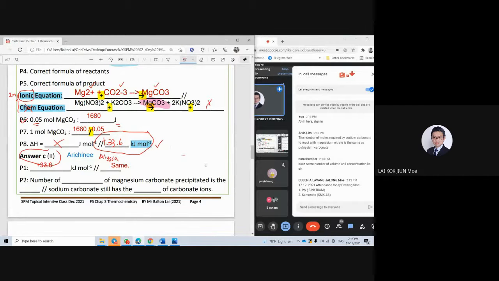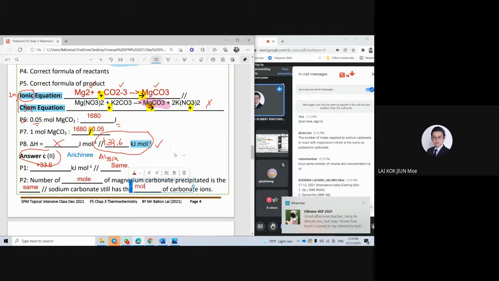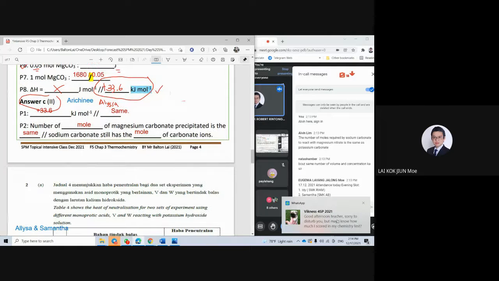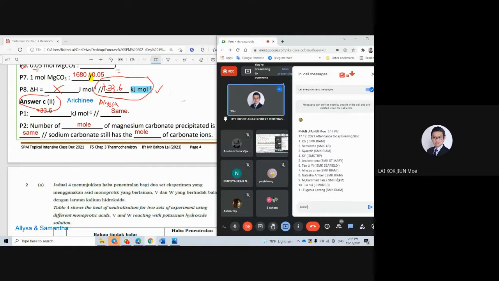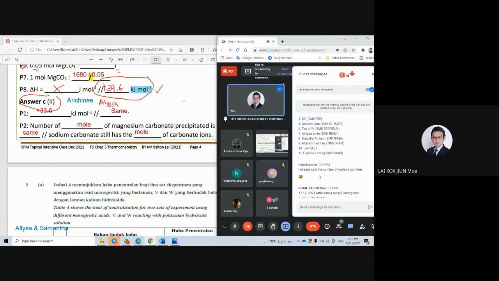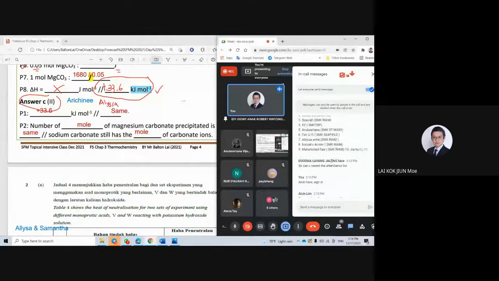Because the volume and the concentration are the same, the number of moles required by the reaction is the same. So we use the word number of moles. Natasha, the keyword is mole. When it is straightforward, the keyword number of moles is enough. You don't need to mention concentration. You just focus that the mole is the same, then it is a very strong answer, a strong keyword. Or you can say they still have the same moles of the carbonate ion. Okay, I already said the number of moles. Sorry, Natasha, I didn't see. Okay, Natasha, good. Well done.